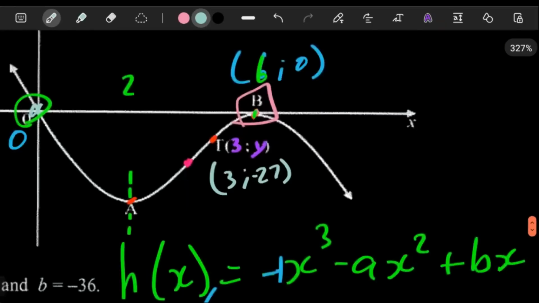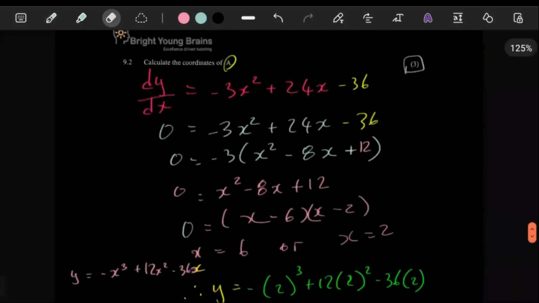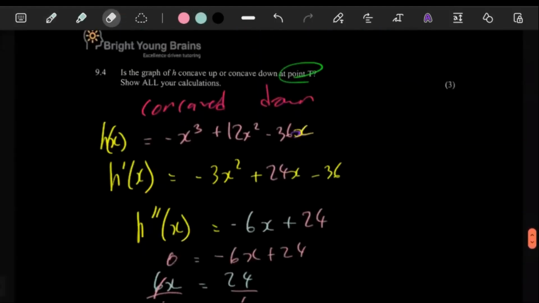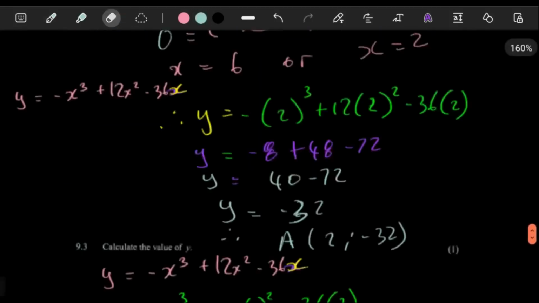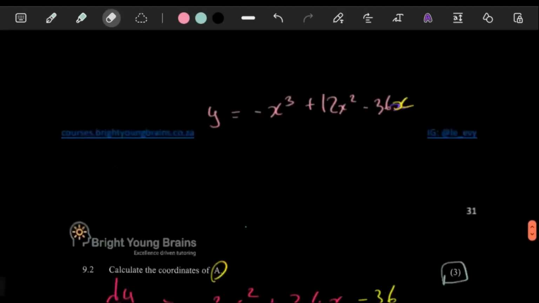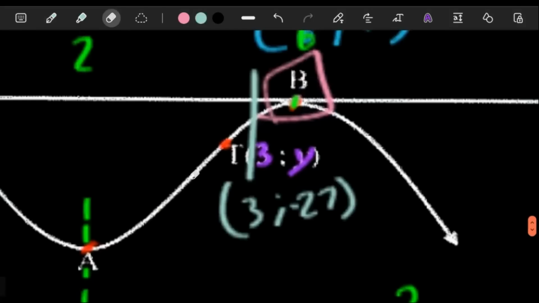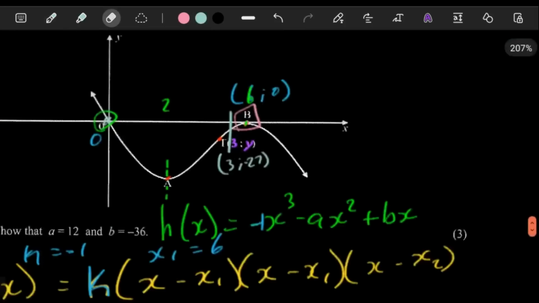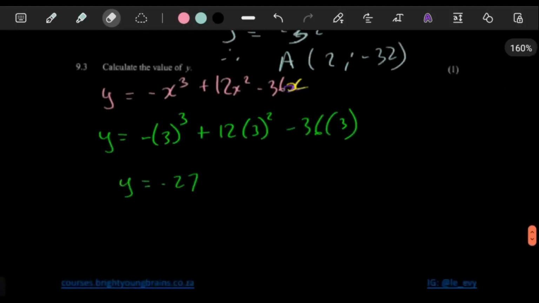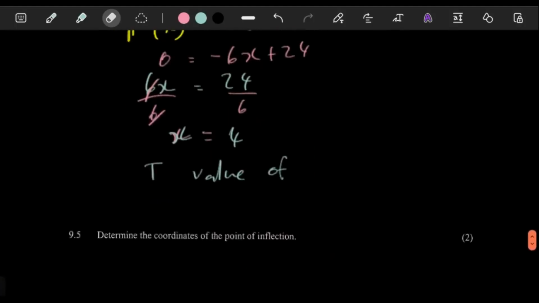It's concave up because 4 is after the 3. This is not to scale. This is very bad. Don't judge a book by its cover, because it's concave up. Yeah, it is concave up. The sketch doesn't look like it, but the calculation tells us it's concave up.